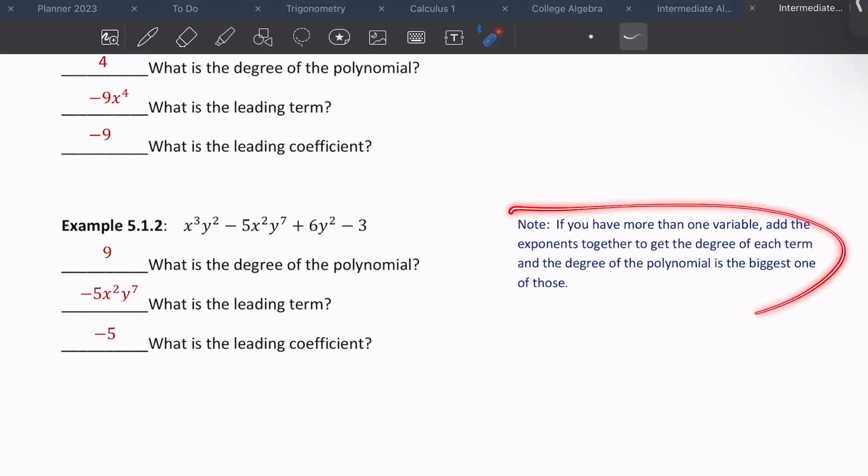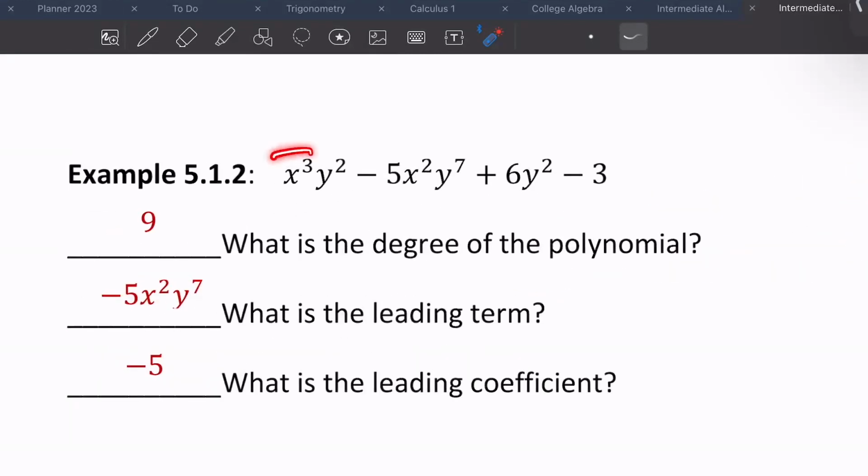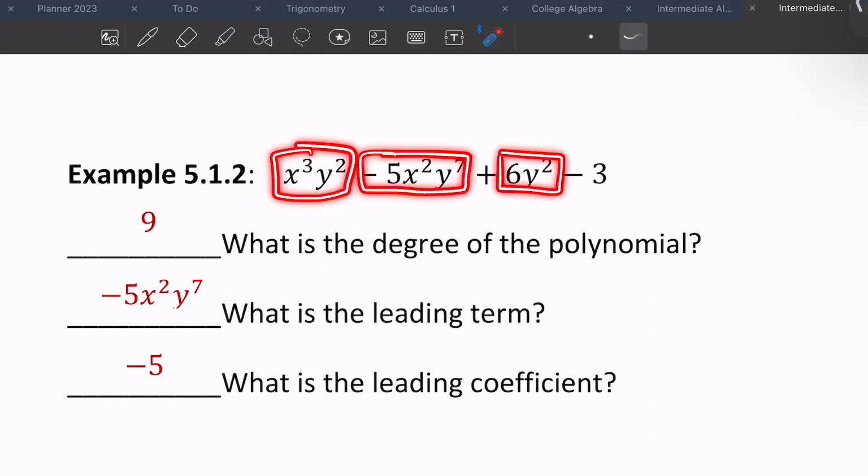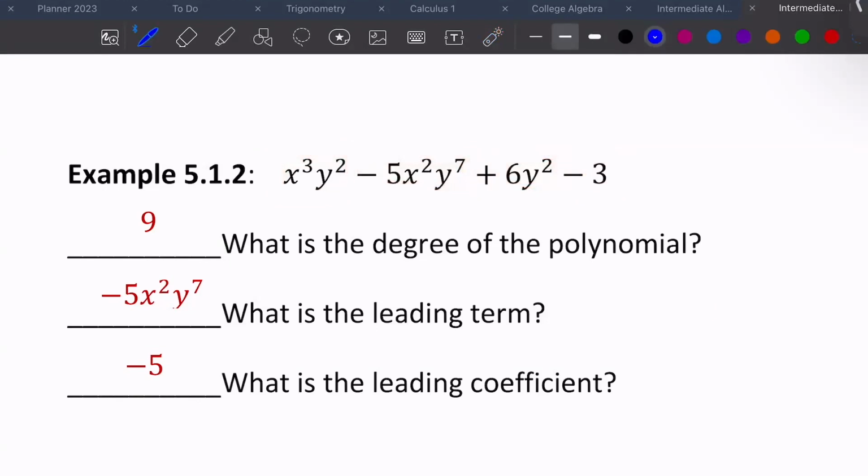So look at this note over here. It says if you have more than one variable, add the exponents together to get the degree of each term, and the degree of the polynomial is the biggest one of those. Okay, so we're going to look at each term, right? So here's term, term, term, and term, right? We're going to add the exponents in each term. So 3 plus 2 gives us 5. 2 and 7 gives us 9. Then we just have 2 and 0.